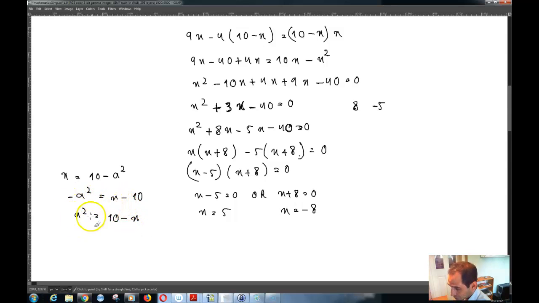Now a squared has to be greater than 0, because a is a distance, and so whatever the number might be, whether a is positive or negative, when you raise it to the second power, it has to give you a positive number. So that means that a squared has to be greater than 0. Now for a squared to be greater than 0, 10 minus x has to be greater than 0. And that means that negative x is greater than negative 10, or x has to be less than 10.